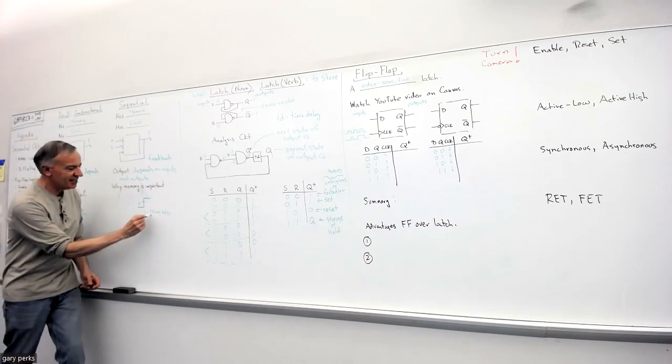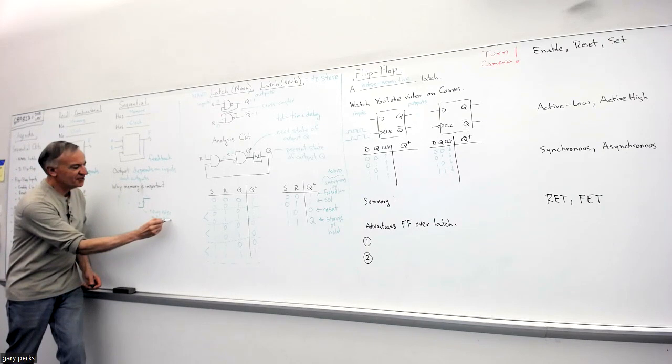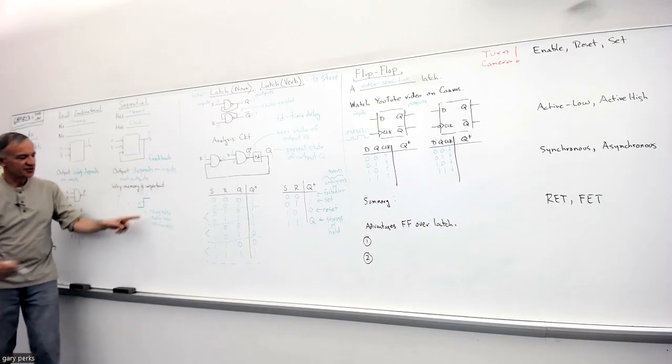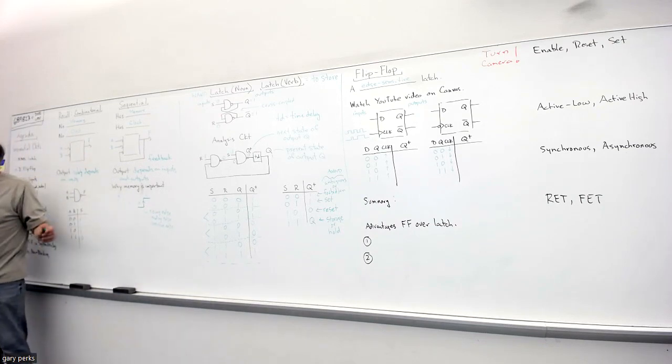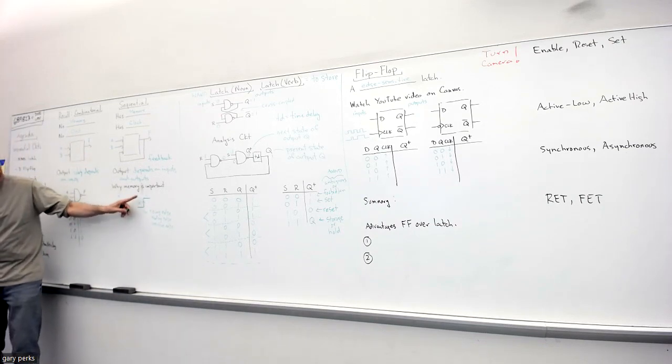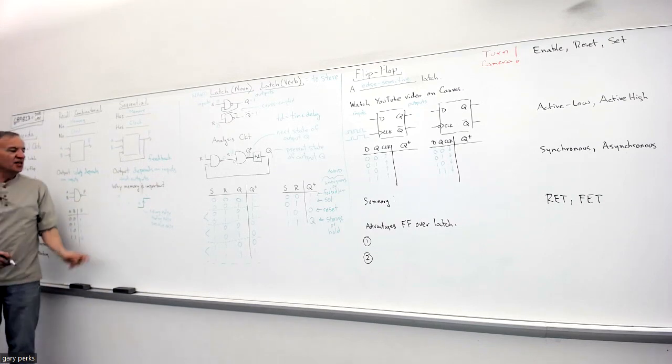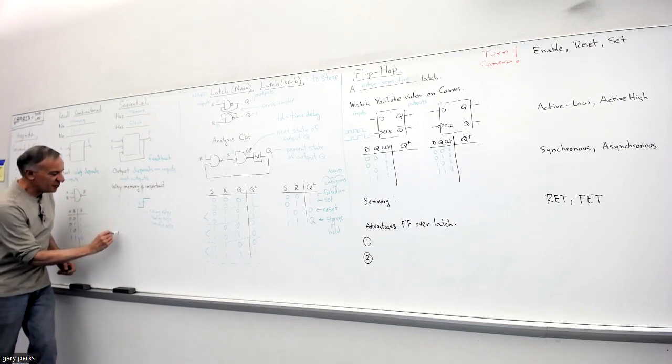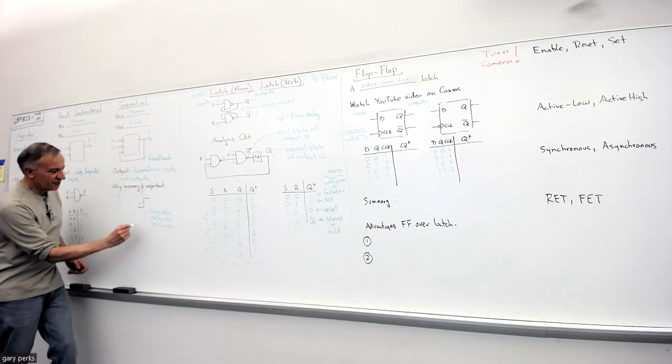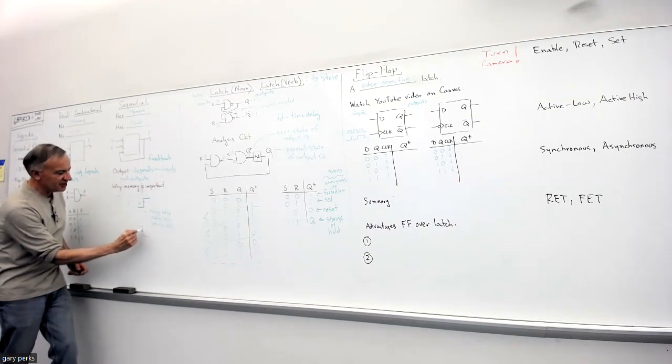It's also called the leading edge. And it even has a third name. Sometimes it's called the positive edge. So these are three terms that mean exactly the same thing. It's referring to the 0 to 1 transition of the clock. Well, you can probably guess that the downward arrow refers to the 1 to 0 transition of the clock.